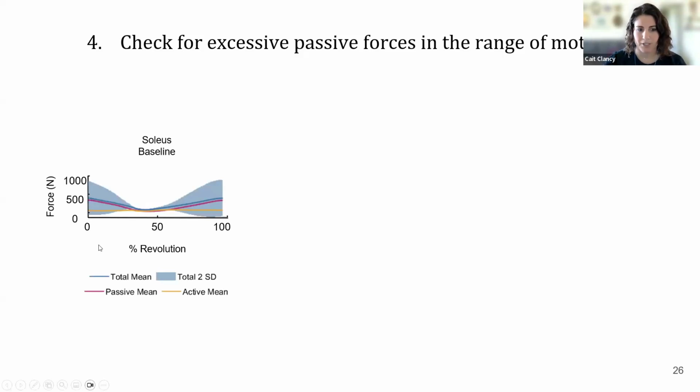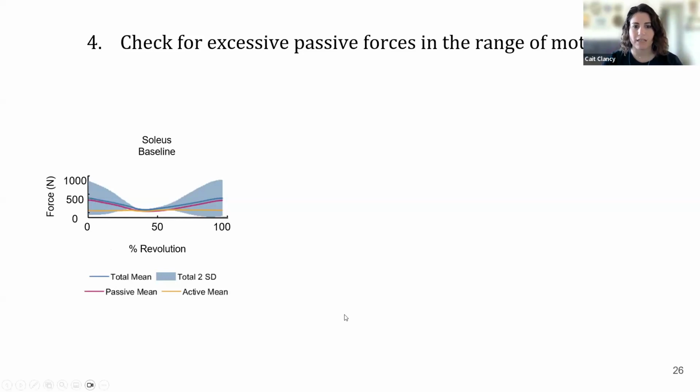So now we have a full picture of all the muscle forces. We have our total muscle force here in blue, our passive force just below it in red, and then our active force. Our active force plus our passive force equals our total force. This is averaged across all participants. What we notice is that the passive force, that red line, is sitting very closely to our total force. So this soleus is putting out a lot of excessive passive force that shouldn't be there, and can be driving the moment to be large and driving co-contraction of antagonist muscles.